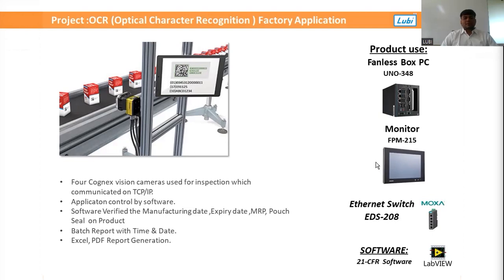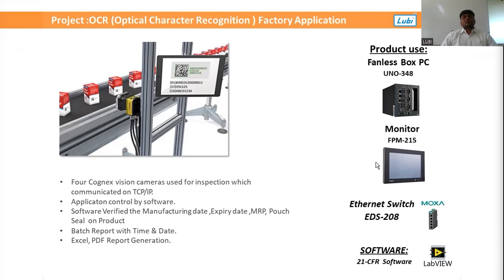The application is controlled by our software. The software verifies the manufacturing date, expiry date, MRP, and whether the pouch seal is present on the product. Batch-wise reports, time-wise reports, and multiple alarm reports are generated from our software, in Excel and PDF format. We generate these reports in non-editable format for 21 CFR applications. This is for any OCR application, like any product moving on conveyors.